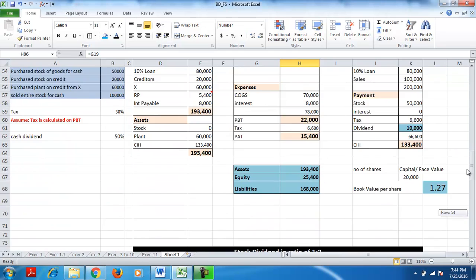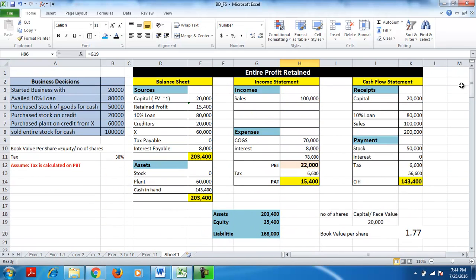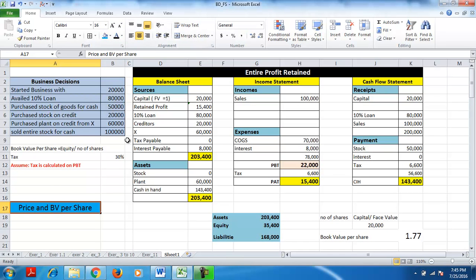So it is always important to understand the impact of decisions on the book value per share, because we want to observe over a period of time the relationship between price and the book value per share. So we say that price depends on the book value per share. Therefore, managers try to manage the price by managing the book value per share.